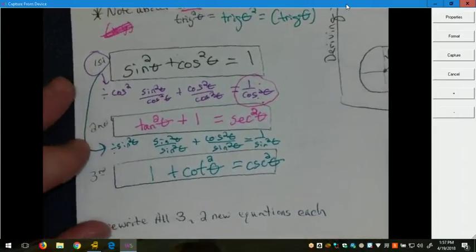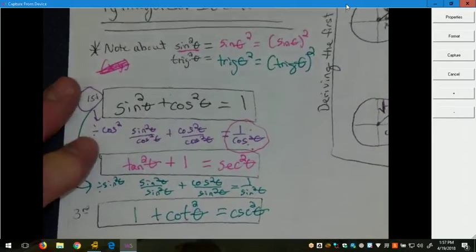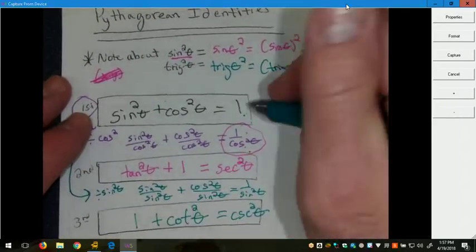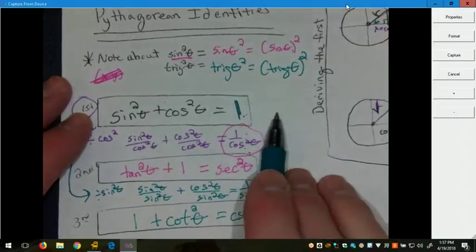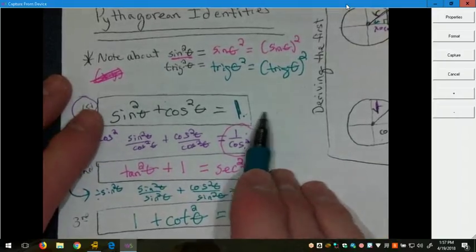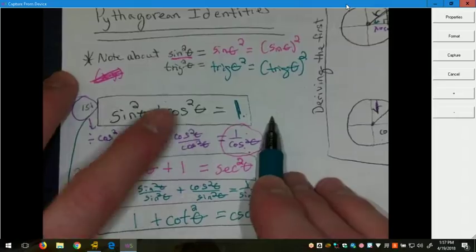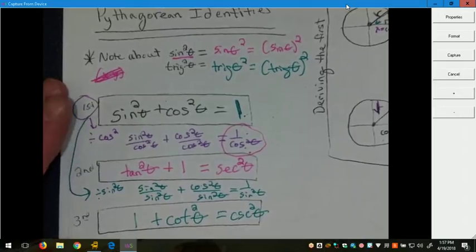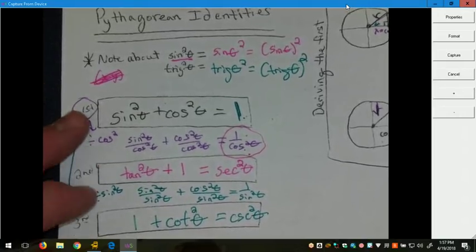So now we have our 3 Pythagorean identities. There are various ways that we can rearrange these. I can make these add to 1. I could take one of them away from 1, getting sine squared by itself, or take the sine squared away from 1, getting the cosine squared by itself. We're going to look at rewriting these 3 different ways on the next page. But these are the Pythagorean identities that we need to memorize.